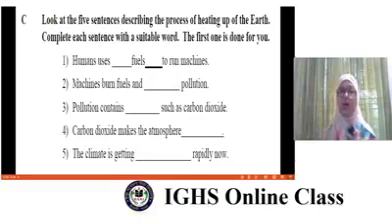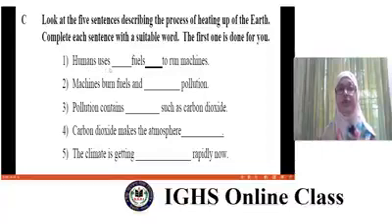Now let's move to section C, and here you can see some fill in the blanks, and number 1 is done for you. Let's see what you have to do. Look at the 5 sentences describing the process of heating up of earth. কিভাবে পৃথিবীটা উত্তপ্ত হচ্ছে তার একটা প্রসেস এখানে দেওয়া আছে, যে কি কি উপায়ে পৃথিবীটা হিট আপ হচ্ছে। Complete each sentence with a suitable word. একটা করে শব্দ এখানে বসাতে হবে, and we have to complete the sentence. The first one is done for you. Look at the first one.